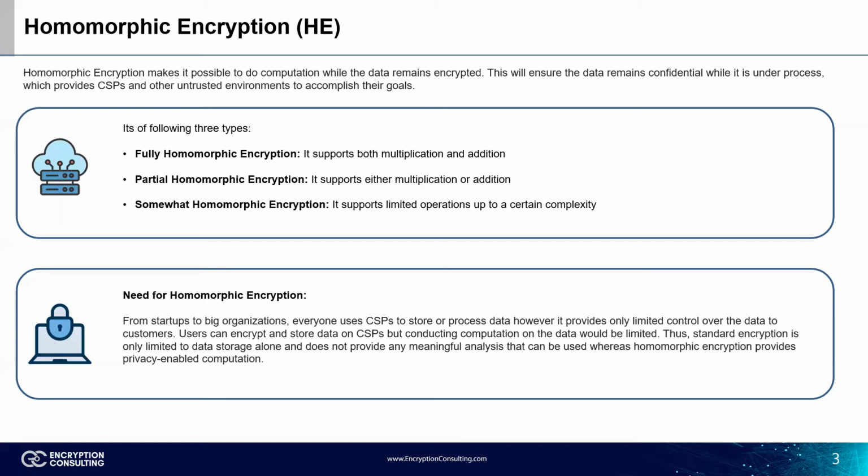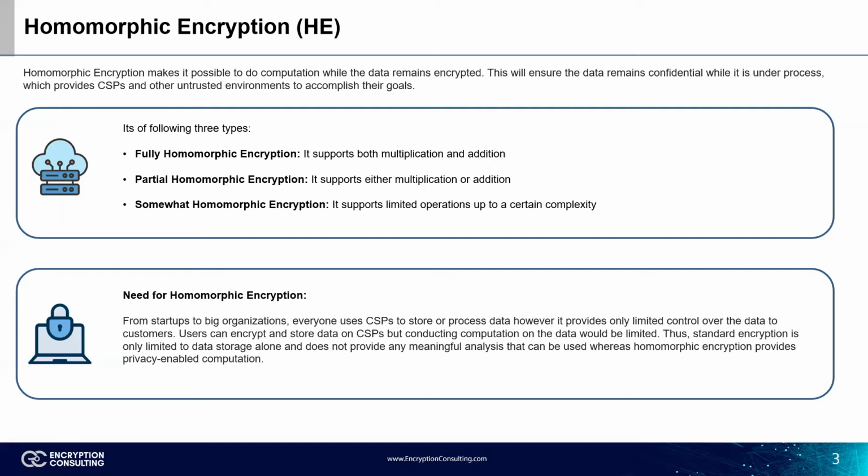The third one is somewhat homomorphic encryption. It allows more than one action to be performed on encrypted data, but in a limited way. This scheme is suitable for applications in which real-time analysis of data is done. In it, there are limited operations and hence it is considered faster than other schemes.